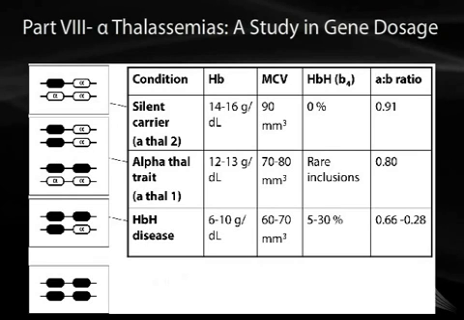Now, if you have 3 of your alleles mutated, you start to see a little bit more disease. This is called HbH disease. Hemoglobin is fairly low, 6 to 10. So now we're talking about transfusion levels, right? The MCV is also low, small red blood cells. We see more and more beta tetramers forming because of the lack of the alpha subunit, and the A to B ratio is significantly dropped. If you are missing all 4 of your alpha alleles, then this is incompatible with life and results in hydrops fetalis.